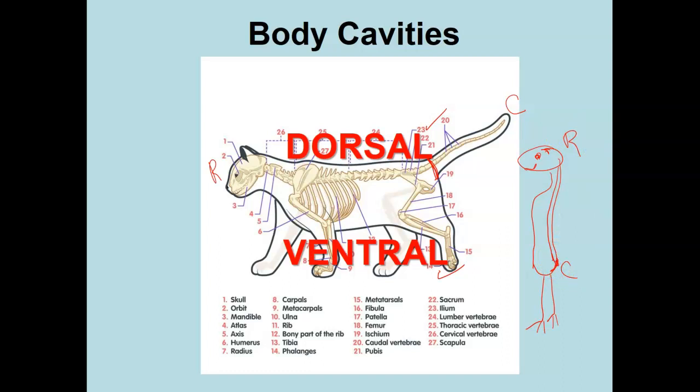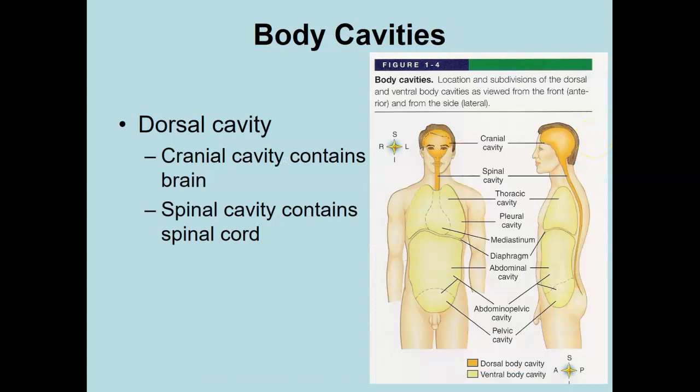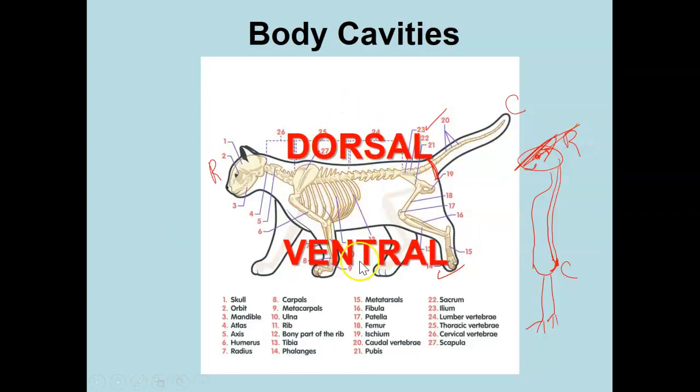So anyways, this is what I wanted to show you guys, what the big deal is with dorsal and ventral. It makes more sense on, say, this cat skeleton than on a human skeleton. Having said that, though, dorsal is always the side with the spinal cord, and ventral is always the belly.